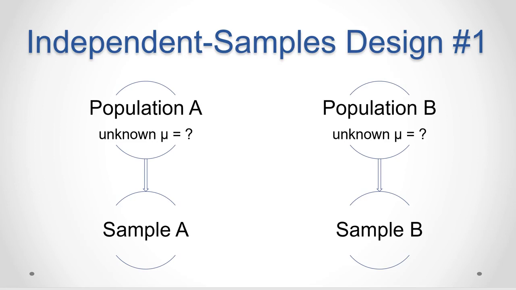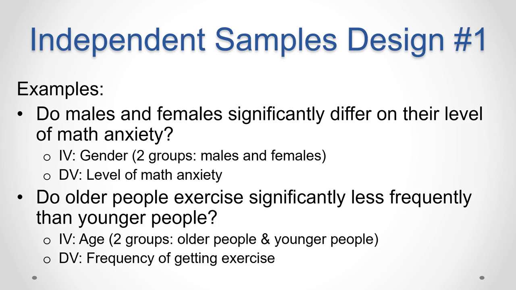Here are two more examples. Number 1: Do males and females significantly differ on their level of math anxiety? The independent variable is gender with 2 independent groups, males and females. The dependent variable here is level of math anxiety.